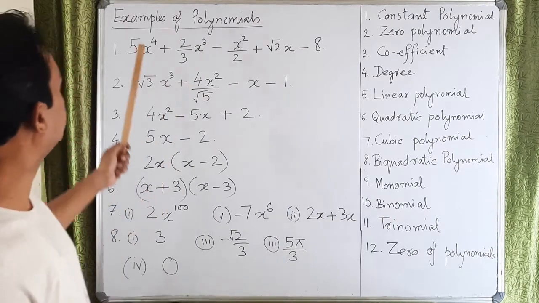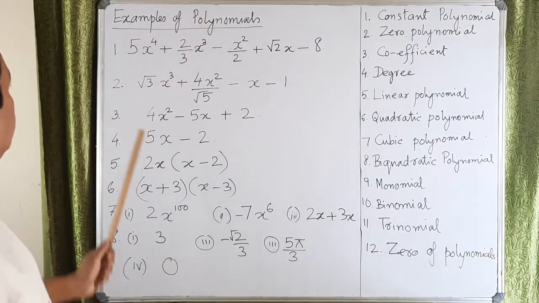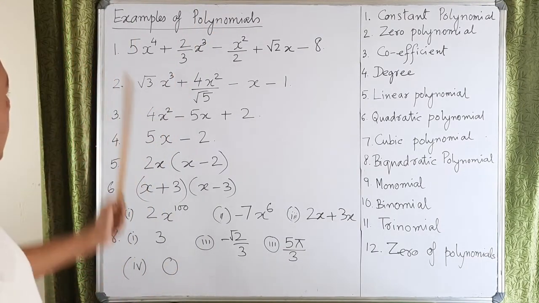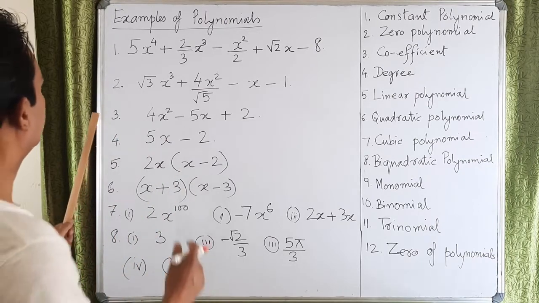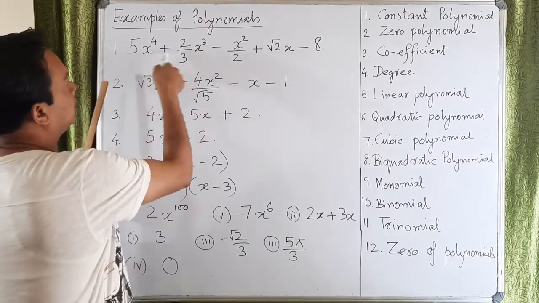I've written some examples of polynomials. Let us see one by one why they are all polynomials. Okay, the first one. These are the different terms. How many terms?